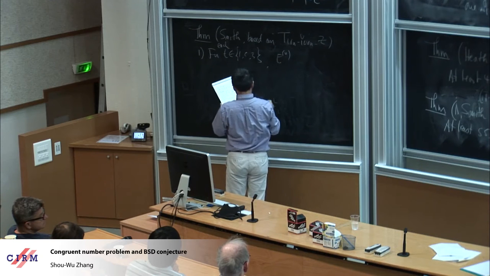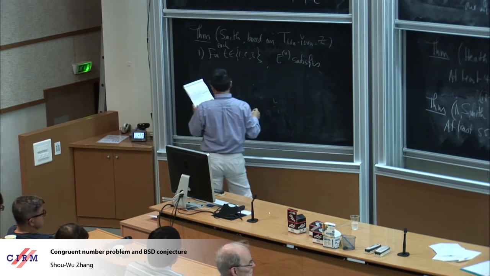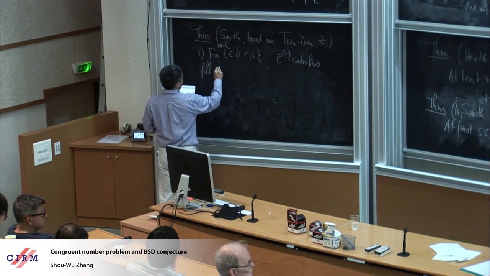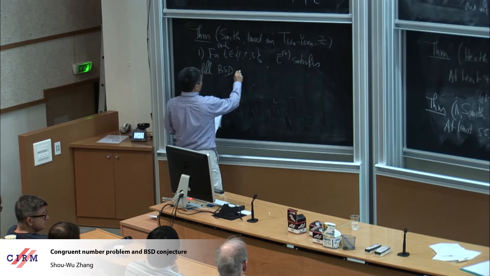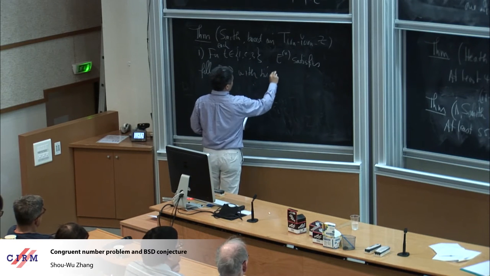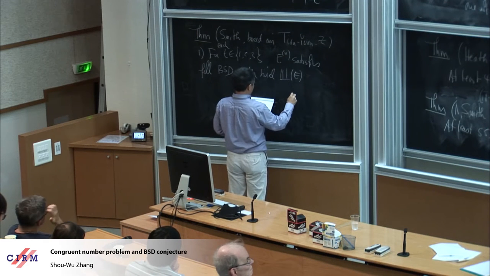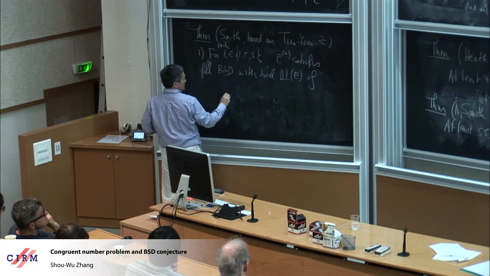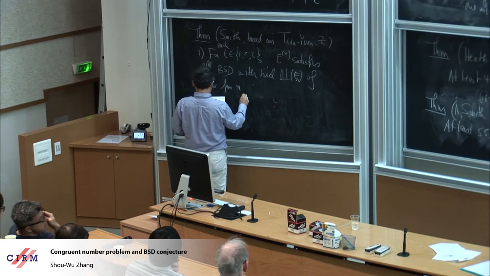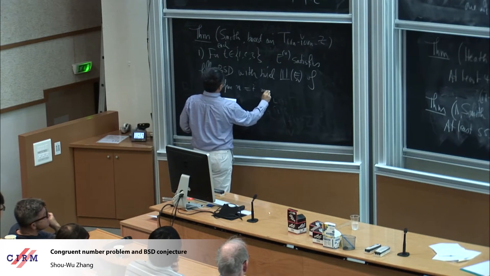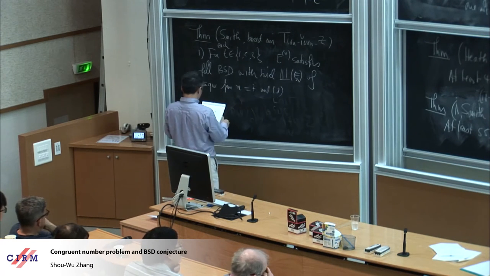E_n satisfies full BSD, I said full BSD with trivial Sha, for n square free and congruent to T mod 8, with density. Okay, this is completely ridiculous.